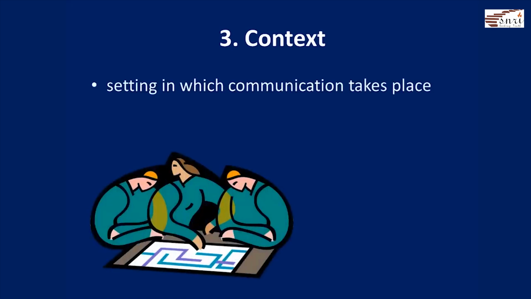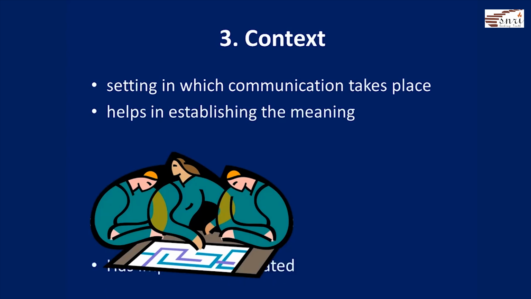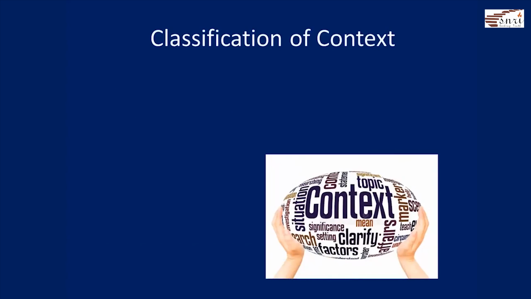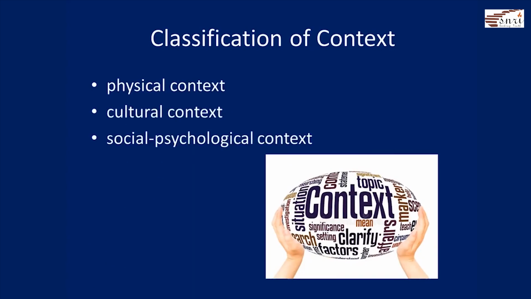Next important element is the context. Now, as the term suggests, context refers to the setting in which the communication takes place. Context helps in establishing the meaning, and it has an impact on what is stated and, most importantly, on how it is stated. Context can be classified into 4 types. Which are these 4 types? Well, we have the physical context, cultural context, social psychological context, and the temporal context.